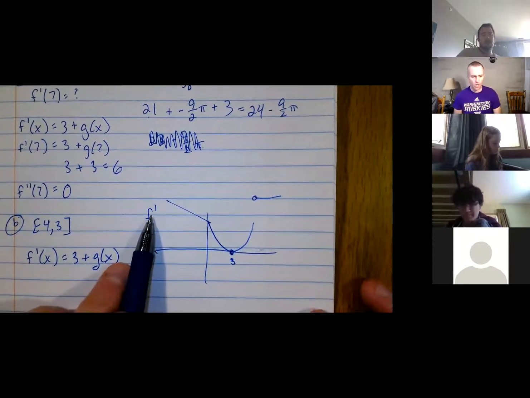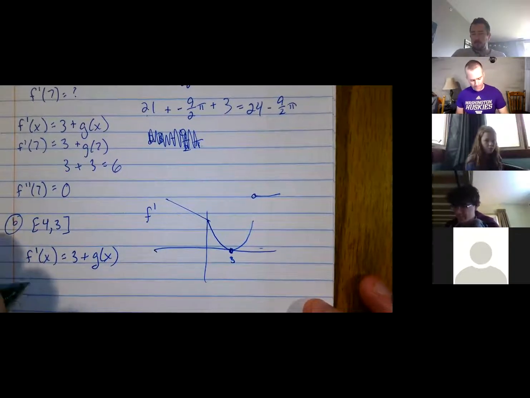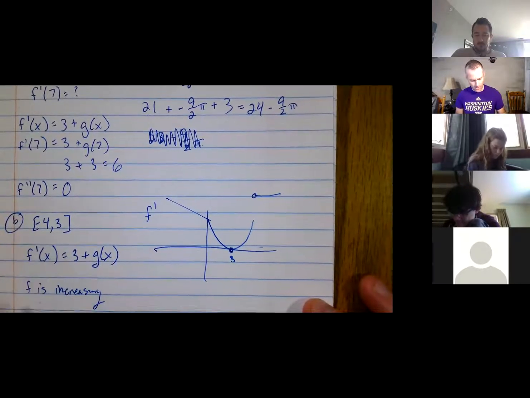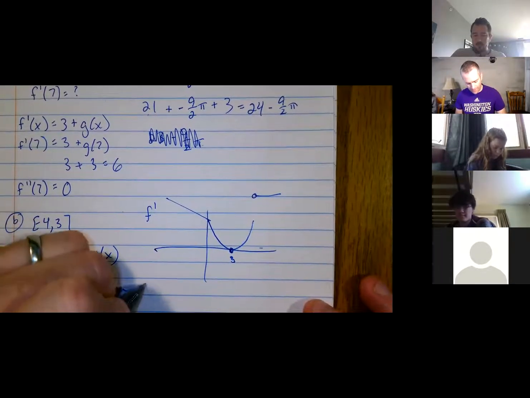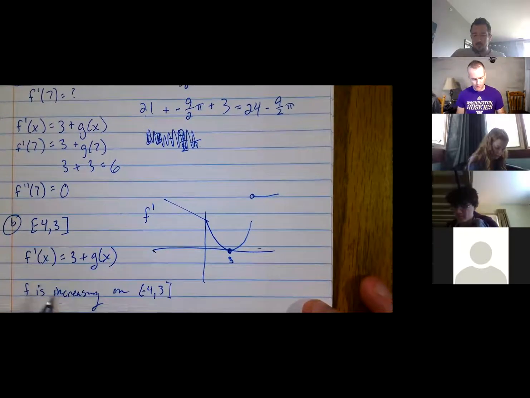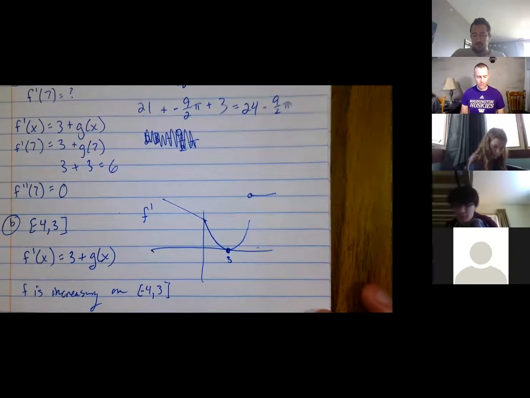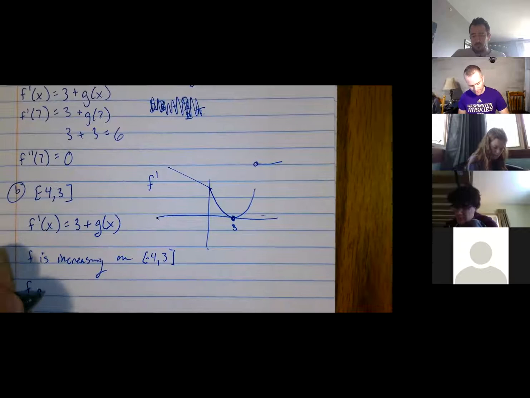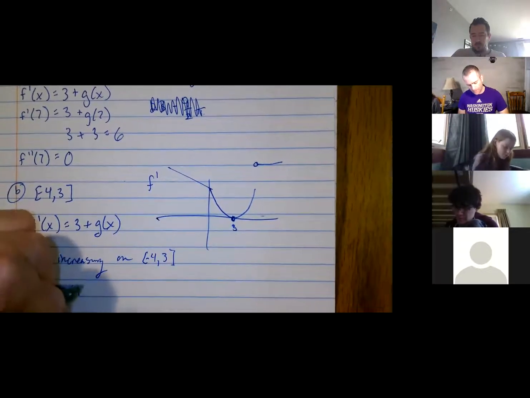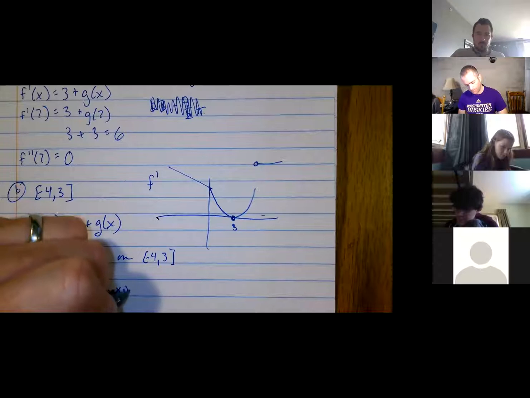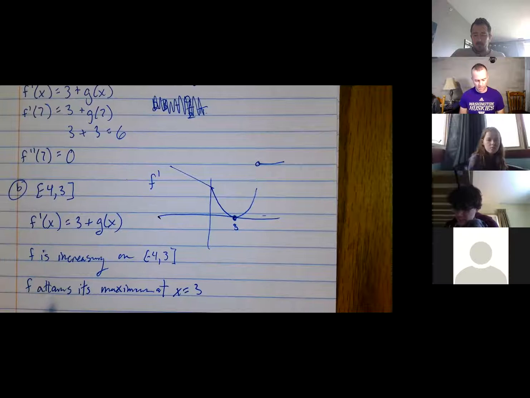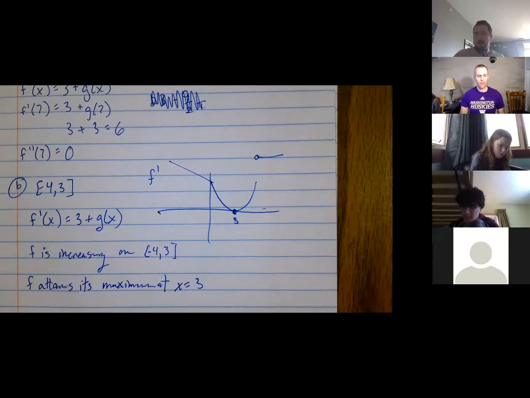So if f prime is always positive, what does that mean? F is increasing everywhere, right? F is increasing on the domain -4 to 3, because that's the domain for this question. So if f is always increasing, then what does that mean about its maximum? F attains its maximum at x equals 3. Why? Because f prime is greater than or equal to 0 on the entire domain, so f is increasing on that entire domain. So relatively simple question.